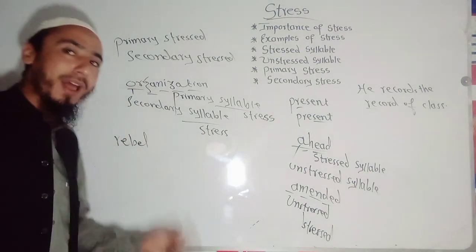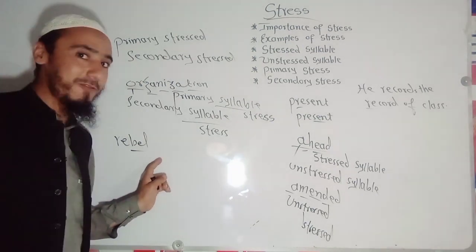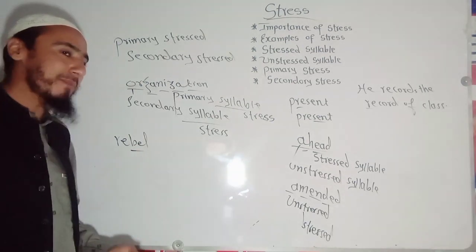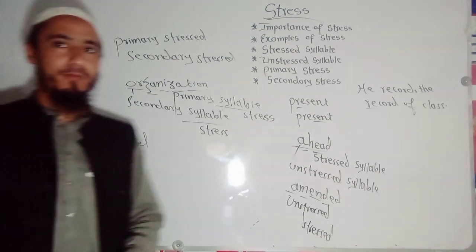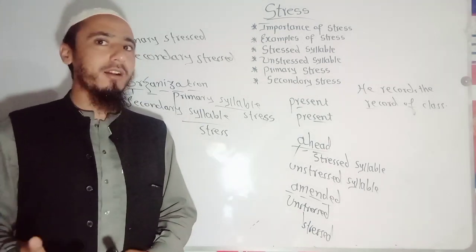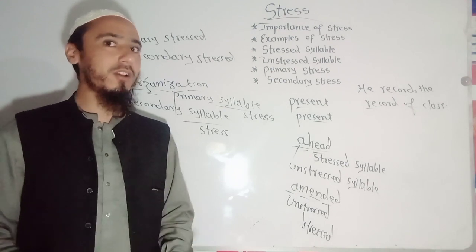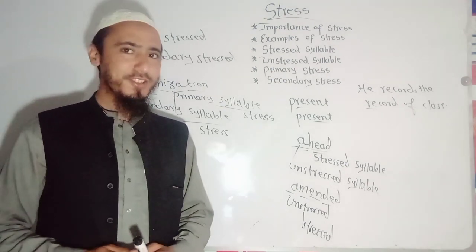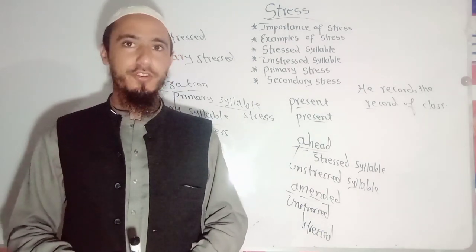For example, take the example of rebel. He rebelled, so it is a verb. But if I say rebel, so here the stress is on the first syllable, as it is a noun. Other examples are also there. Outlaw, etc. Outlaw. So listeners and audience, I think this topic is clear to you. Thank you.